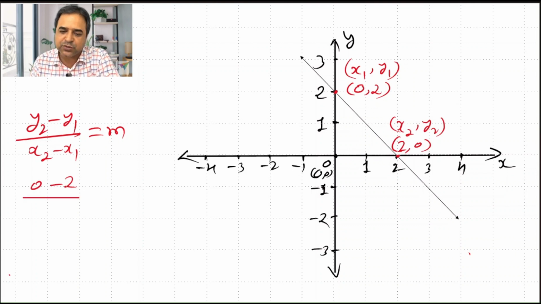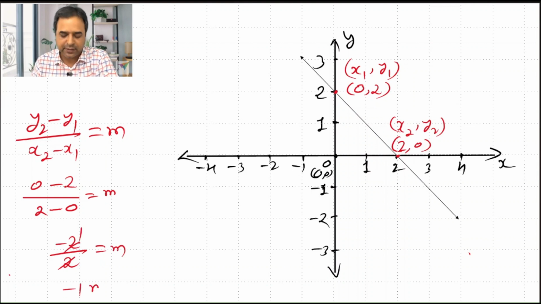Now, what is x2 here? x2 is 2, minus x1, which is 0. So your gradient m is going to be -2 upon 2, which is going to give you -1. So -1 is your gradient. -1 is your gradient.